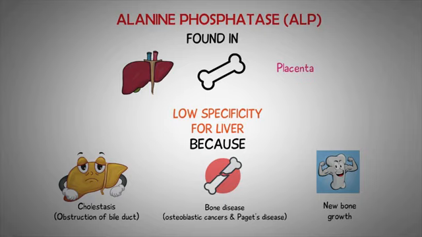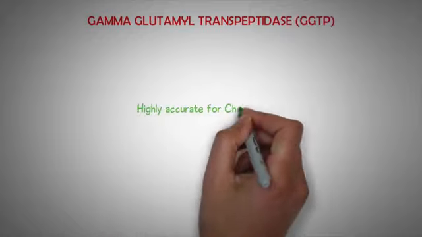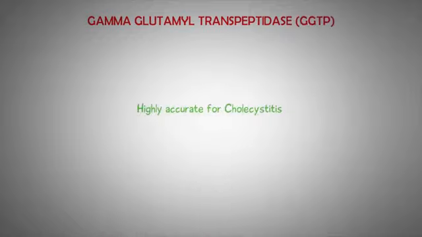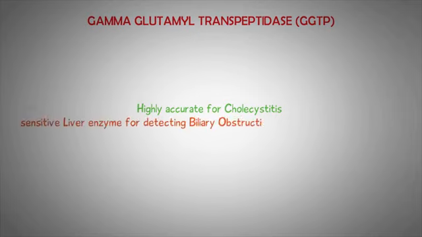So because of these uncertainties, another test is performed called GGTP. GGTP, gamma glutamyl transpeptidase. This test is highly accurate in indicating cholecystitis. It is the most sensitive liver enzyme for detecting biliary obstruction, cholangitis, or cholecystitis.